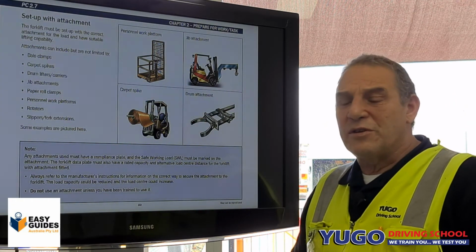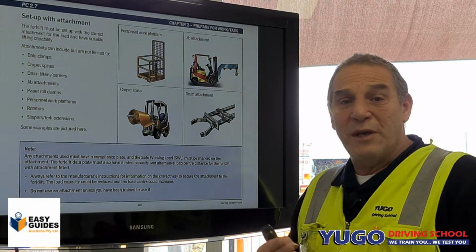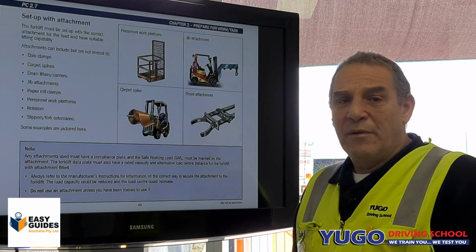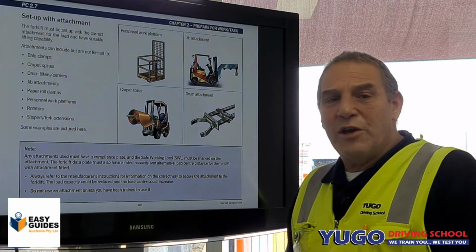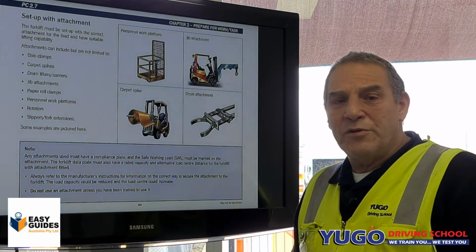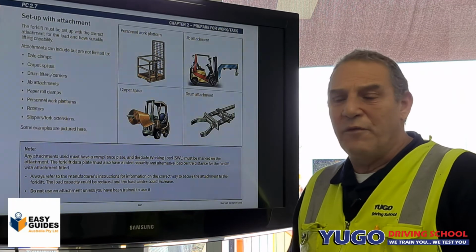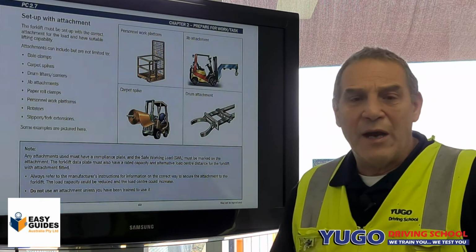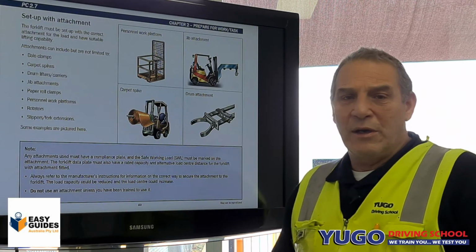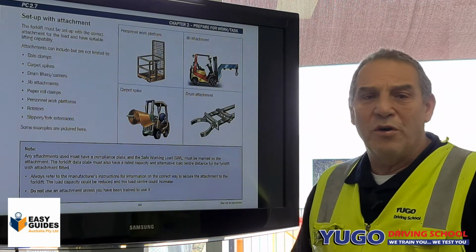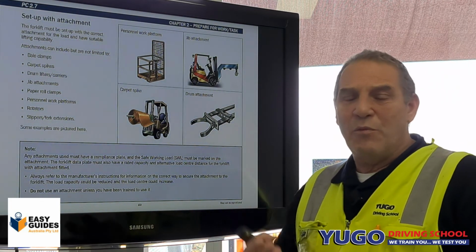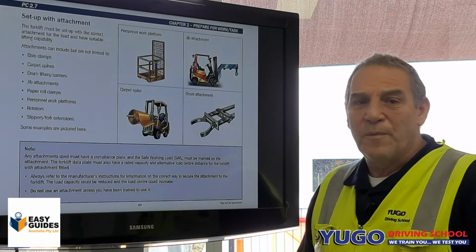How do you know it's designed for that forklift? If your attachment is designed for that forklift, you can check your data plate. Why would you check your data plate? Because the rated capacity of your forklift will change. So you need to check the data plate to know what you can lift with that particular attachment on your forklift. More than likely, your capacity will be reduced.